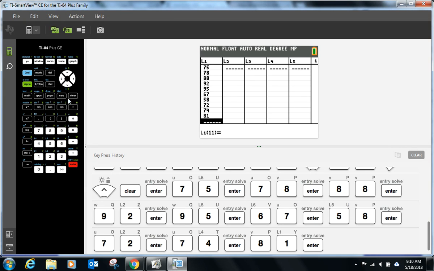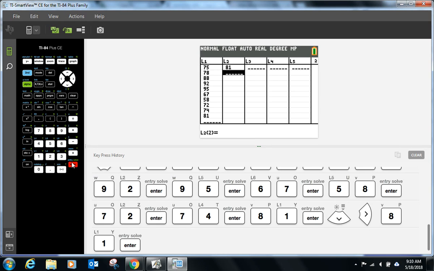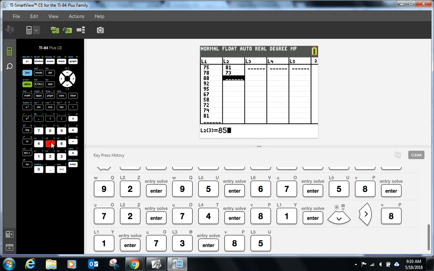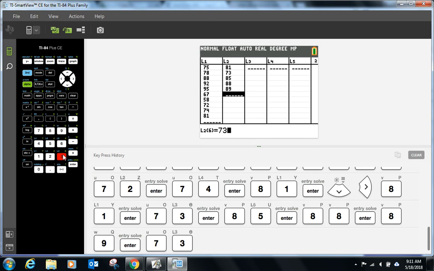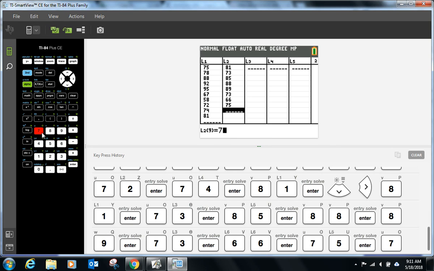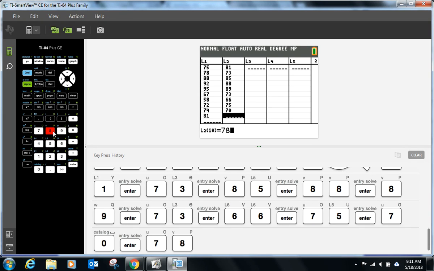Make sure you have 10 values in each list. Take a quick peek, make sure they all have double digits there. Okay, where do you get this equation for the line of best fit? Same place we got the R value today.